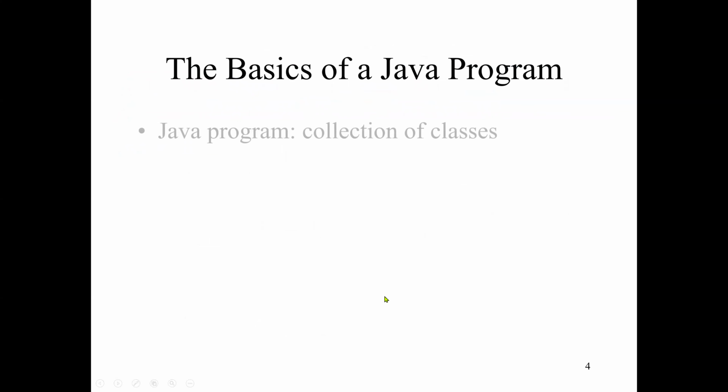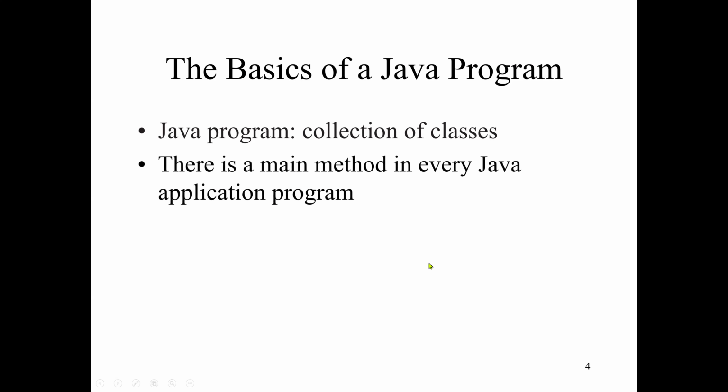So now we shall go through the basics of a Java program. First, a Java program is a collection of classes. A class normally consists of data members and also methods. So the data members will be the variables, the data we need, and the methods will be the operations, for example, a function to execute a task. So there's always a main method in every Java application program. In this course, we are going to focus on Java application programs.